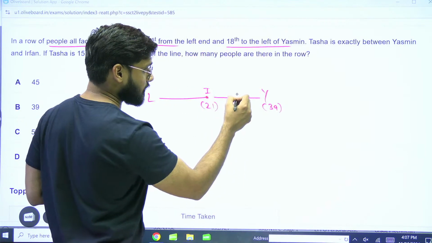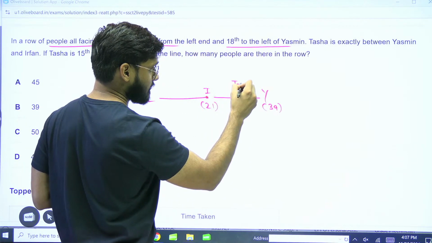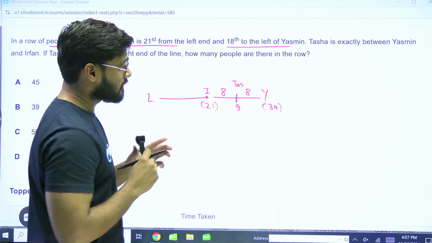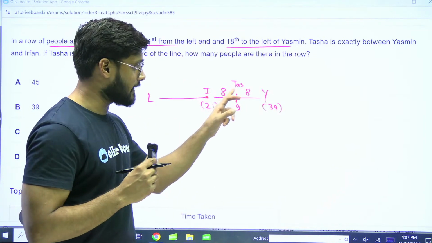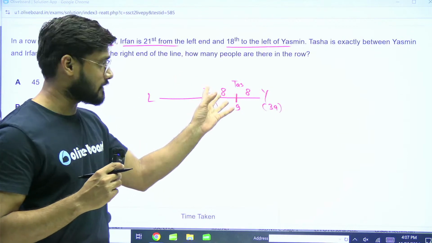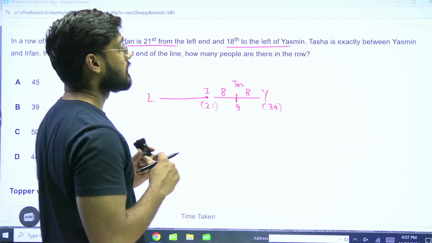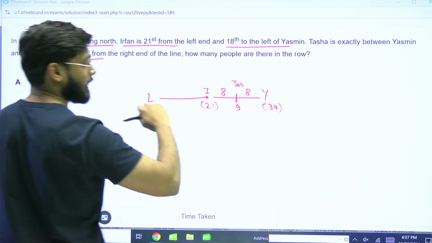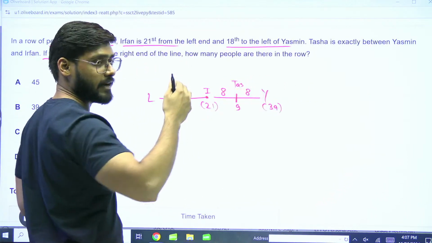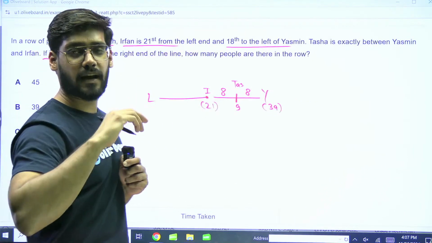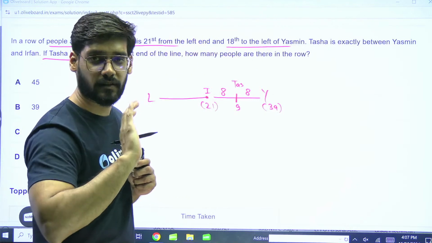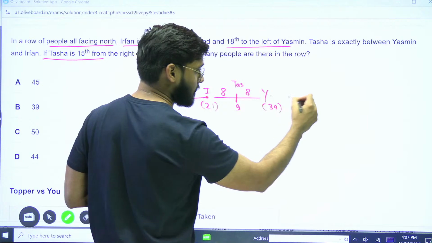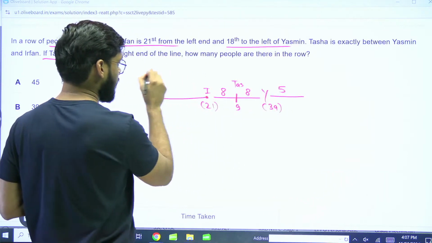So Tasha will be like this: 8 people on one side, 8 on the other, and the ninth person will be Tasha. So the ninth is exactly the middle one. 8 and 8 is 16, and 1 is 17. Tasha is exactly between Yasmin and Irfan. If Tasha is 15th from the right end, there will be 14 people to the right of Tasha. So 8 are this, Yasmin is 1, 8 and 1 is 9, and 5 will be there. So this is the arrangement that we can make.